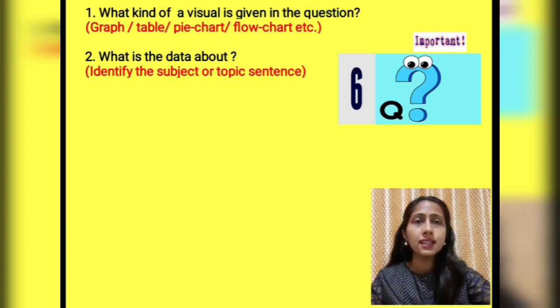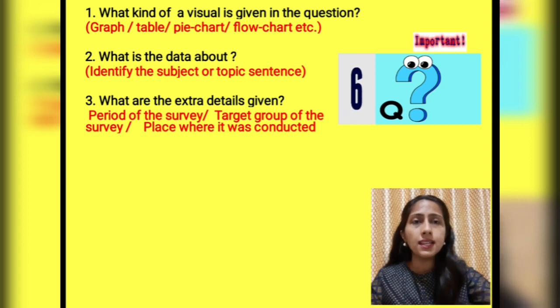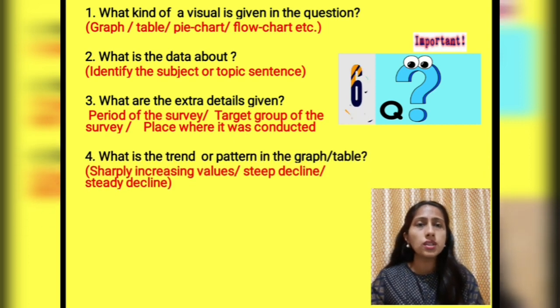After that, look for the extra details. What are the extra details given? That is, what is the period of the survey? Which is the target group of the survey? Is it meant for the teenagers or the older generation or people of different countries and so on? Then the place where the survey was conducted. Look for these extra details. Then come to question number 4.